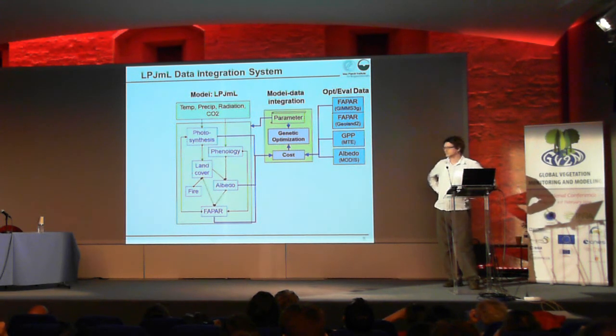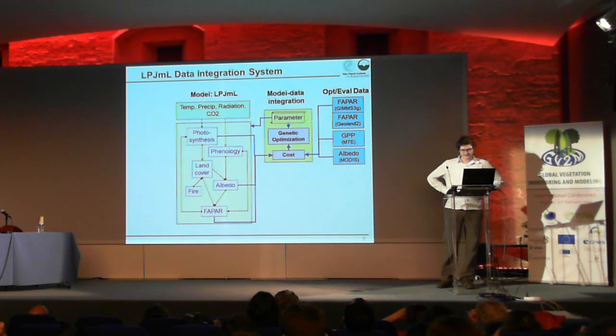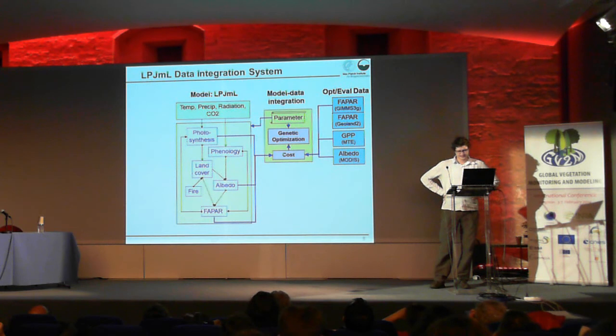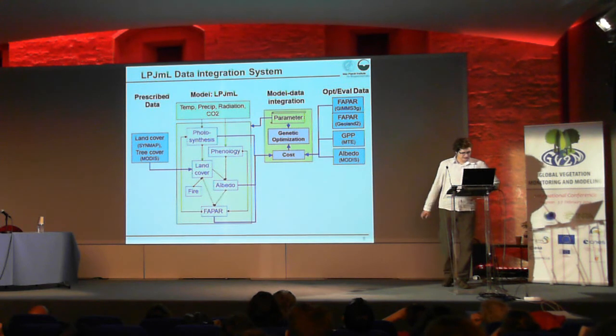I also want to add that 30-year monthly FAPAR data are used for this optimization, 10-year monthly albedo data, and the 30-year mean GPP data.